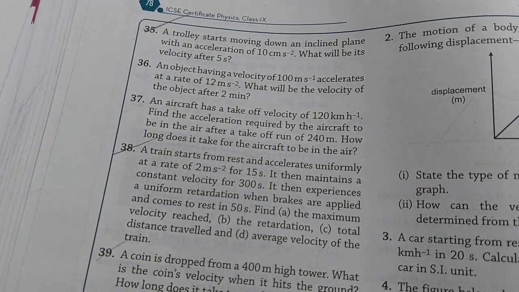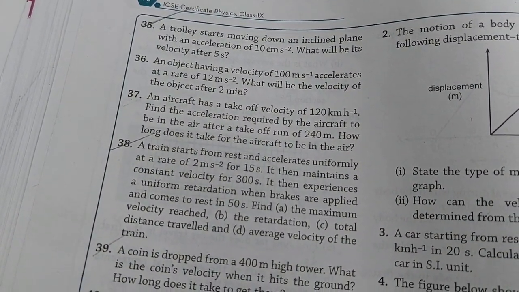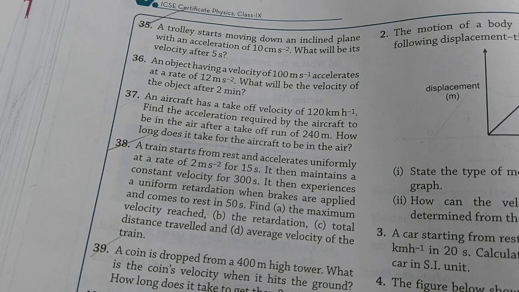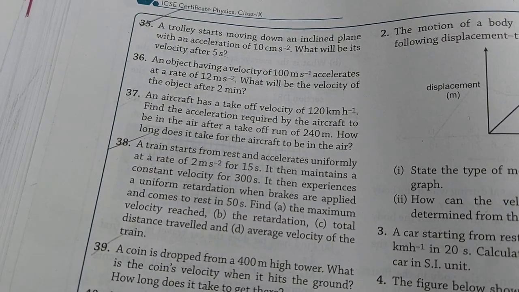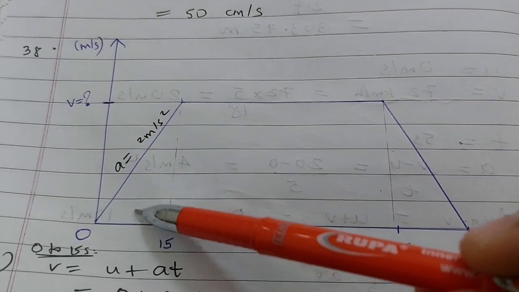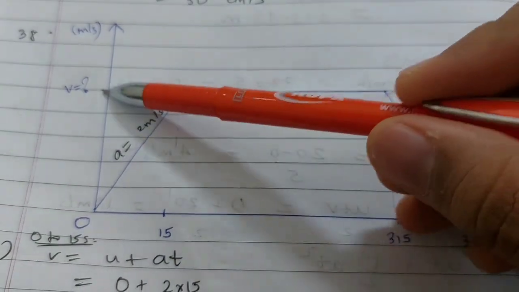38th sum. A train starts from rest, accelerates for 15 seconds, maintains constant speed at 300 seconds, and then retards for the last 50 seconds. Well, the best way to solve this is by using the graph. So for the first 15 seconds, acceleration, that value is given. Final velocity, unknown.